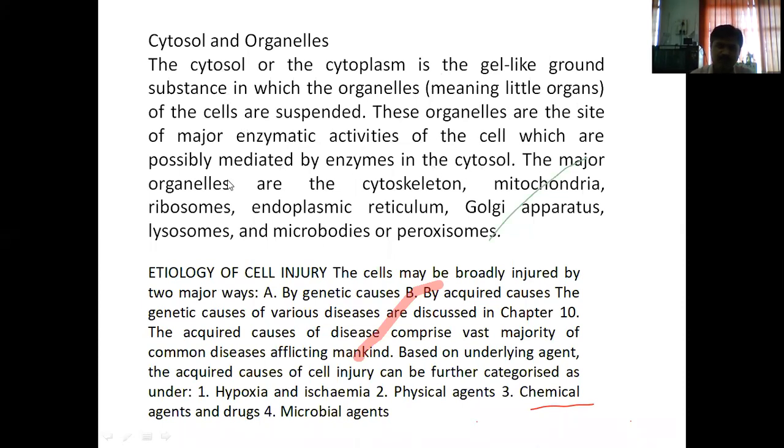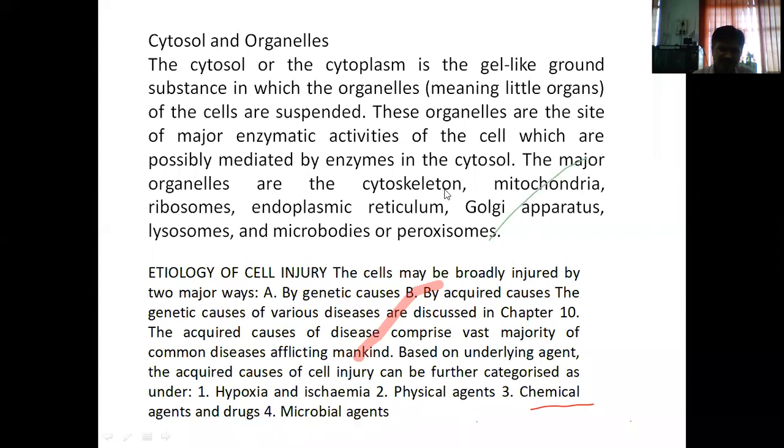The major organelles are the cytoskeleton, mitochondria, ribosomes, endoplasmic reticulum, Golgi apparatus, lysosomes, and the microbodies or peroxisomes. That is the idea regarding the parts of the cell.